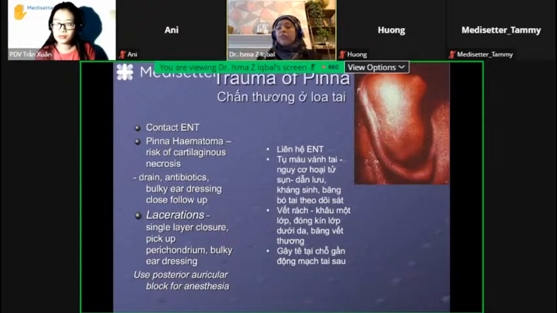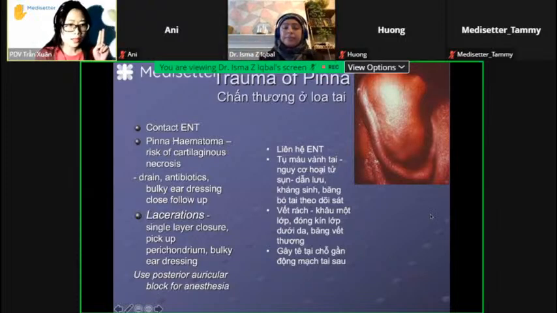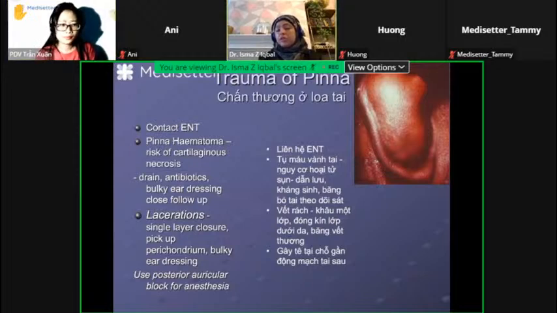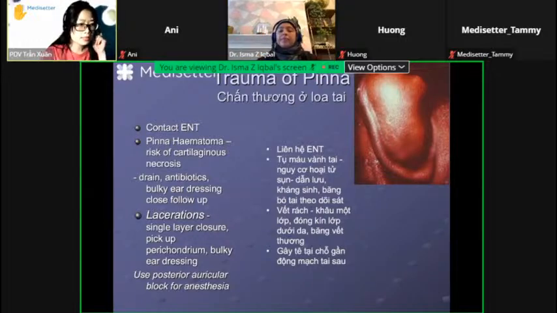So again, if it's not drained urgently, it can cause an abscess and it can cause necrosis of the cartilage. If there is necrosis of the cartilage, then the patient ends up with a cauliflower ear.